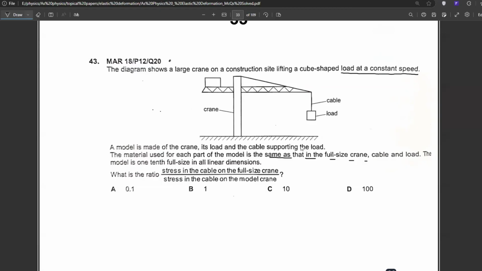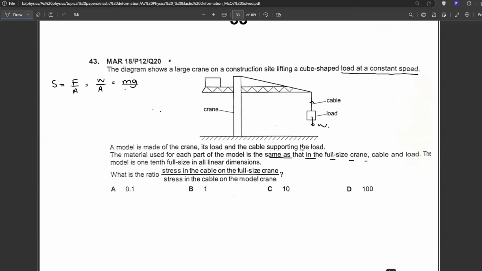on the model crane? First of all, analyze that stress is equal to what? Force over area. Okay. What can the force in the cable be represented by? The force in the cable will be the weight of the block. Okay, so weight divided by area. Perfect. What will the weight of the block be equal to? Mass into gravitational field strength, divided by the area of the cable.